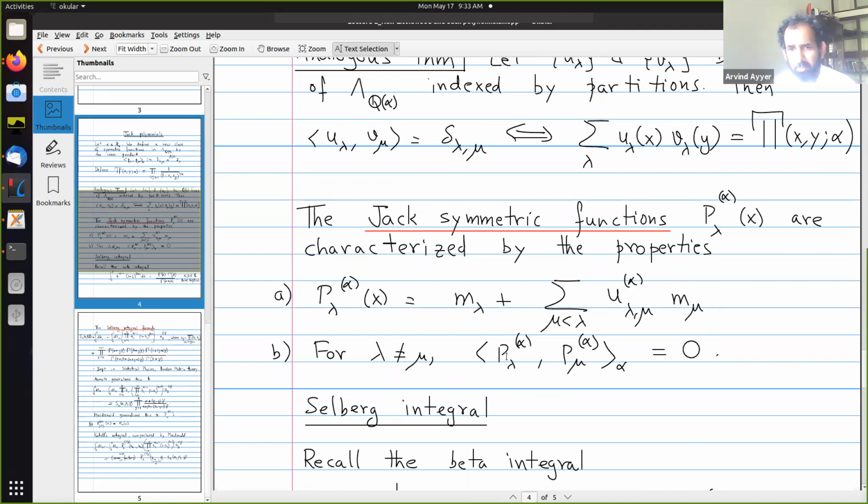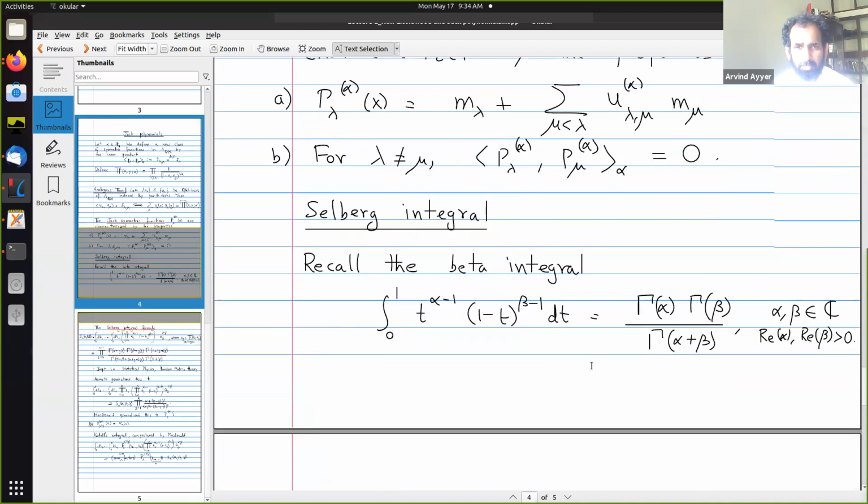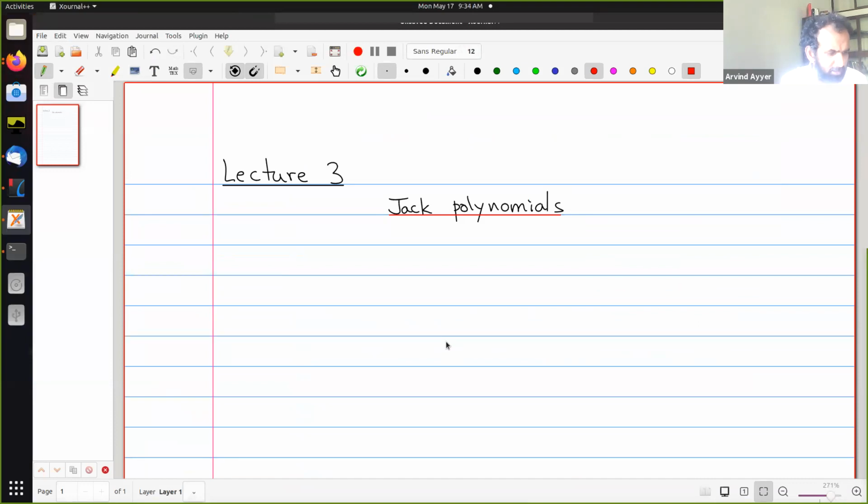So they are orthogonal with respect to this inner product and are expressed in terms of monomials, in terms of partitions which are less in dominance order. I didn't say much about them, but I want to give a nice combinatorial interpretation.